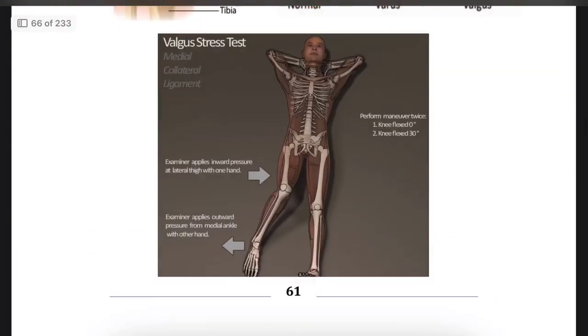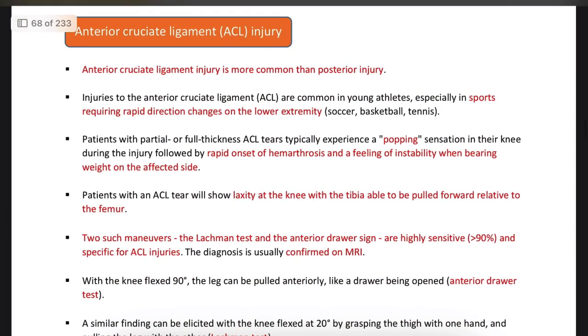First, the anterior cruciate ligament is the most commonly torn ligament in the knee, more common than posterior injury. Mostly we see it in athletes doing cutting, pivoting or jumping sports, like soccer, basketball, and tennis. These are the people who mostly get this type of injury.